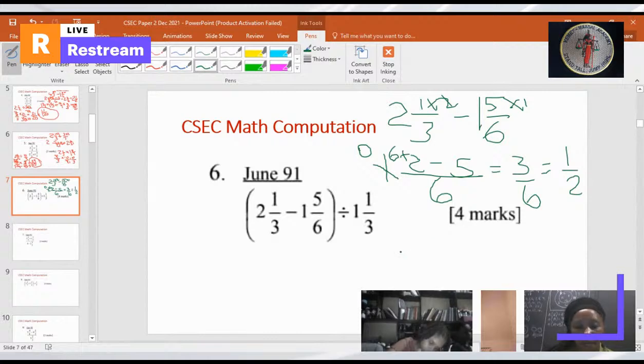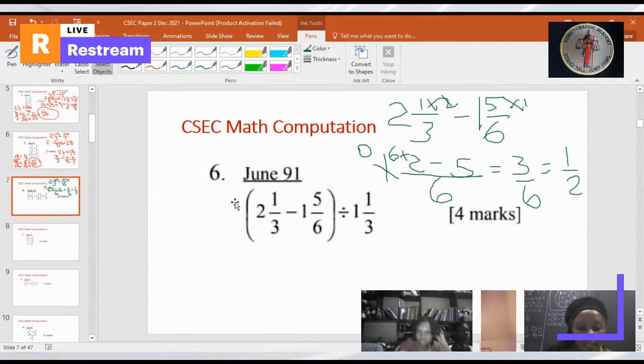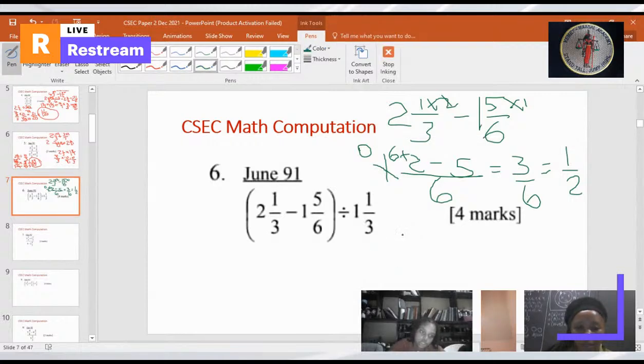Okay, so what next, Imani? So we've worked the brackets, and we got a half, so we need to divide a half now by 1 and 1/3. All right, so we write a half divided by 1 and 1/3. So we have back the half.